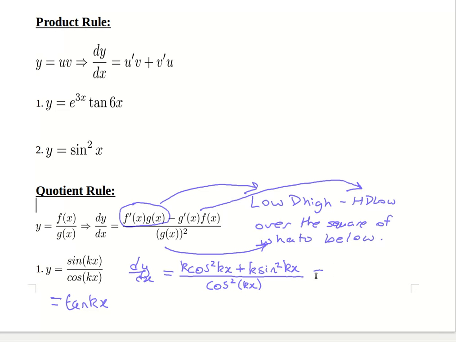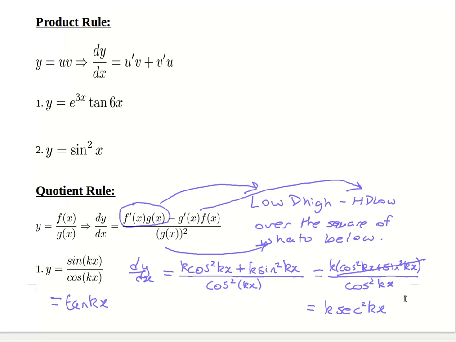Okay, I hope you recognise that we could factorise the k out the top, giving us cos squared kx plus sine squared kx, and that of course is equal to 1. So when we get the cos squared kx plus sine squared kx, what I can do is literally just cross it out, because I'm timesing by 1 there, over the square of what's below, and that is k sec squared kx, and we're there.